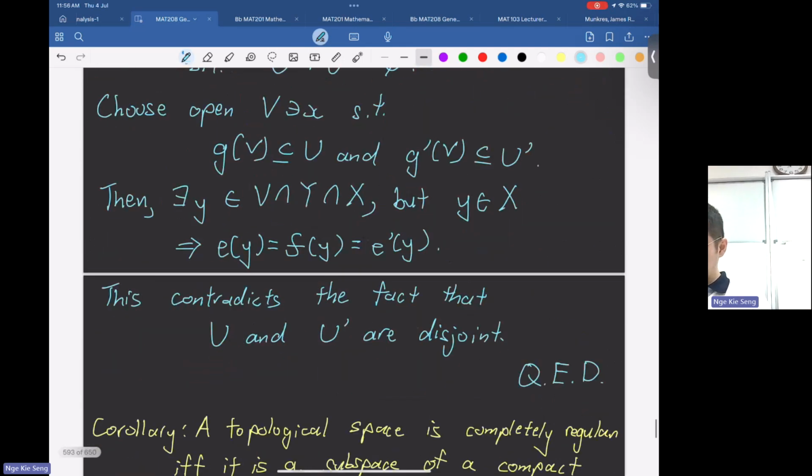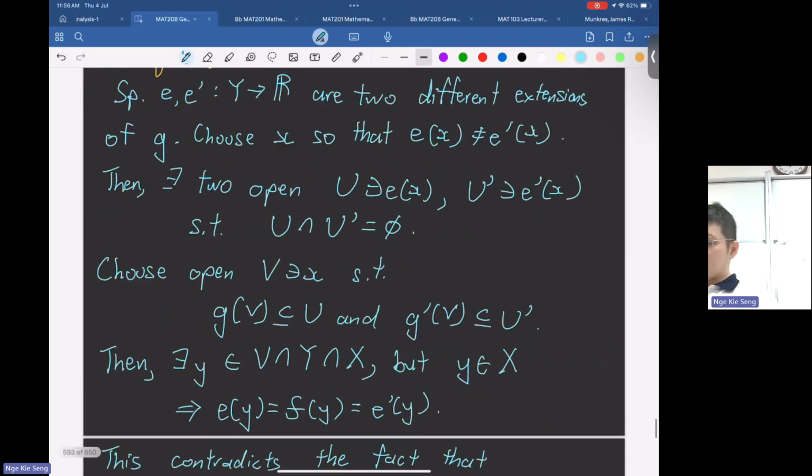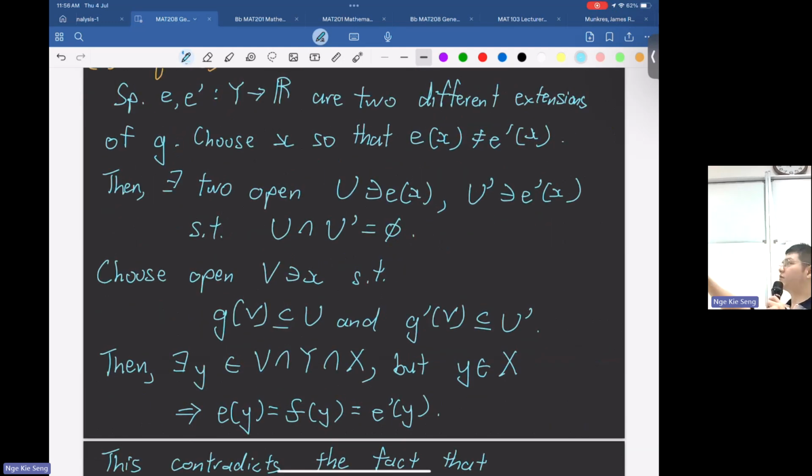So why is it unique? Let's say you have two extensions, and there's a point X where they don't agree. Because they're different, if they agreed there would be no point, right? So suppose they don't agree. Then find two open sets U and U prime that contain these two points, such that their intersection is empty.